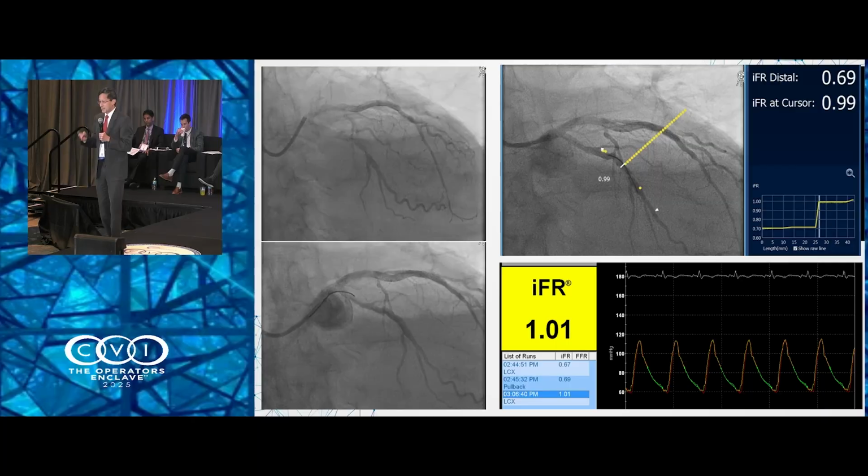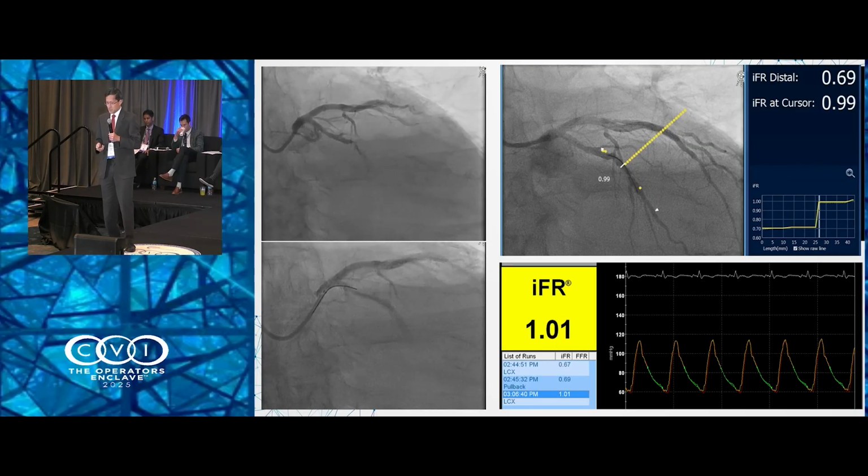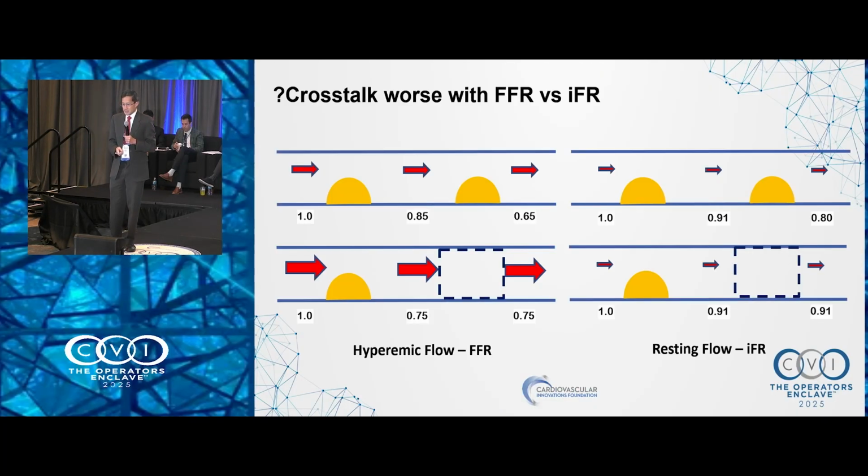Post-PCI physiology was accurately predicted with this pressure pullback. And so the thought was that crosstalk, meaning the interaction of two different lesions, could be better with resting physiology than with FFR. The concept was that with a resting or stable degree of flow, you could remove one lesion and not have a sudden increase in the significance of the proximal lesion. In contrast, with FFR, because of the hyperemia, you would have a much higher rate of flow, and that would potentially increase the crosstalk, increase the significance of the proximal lesion.